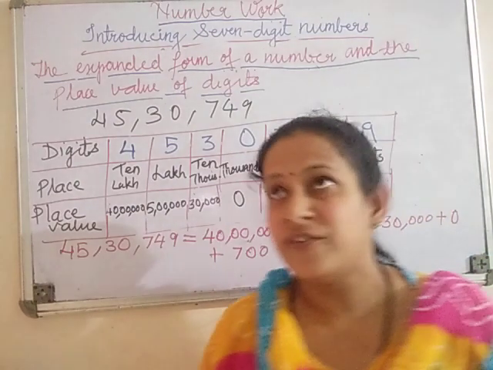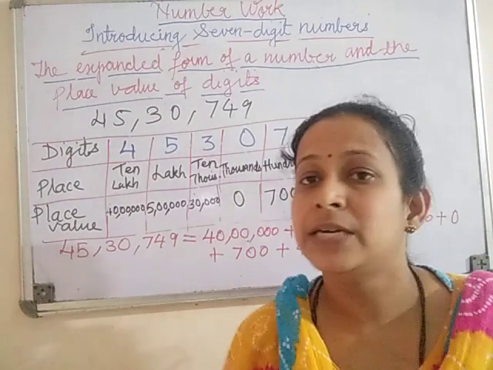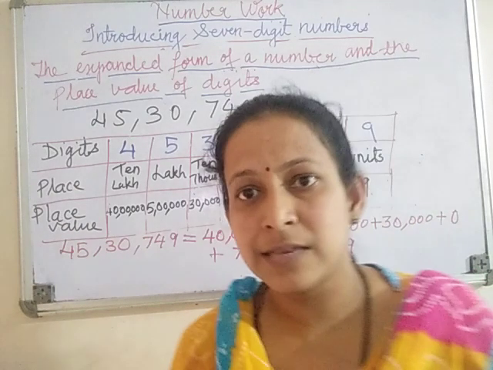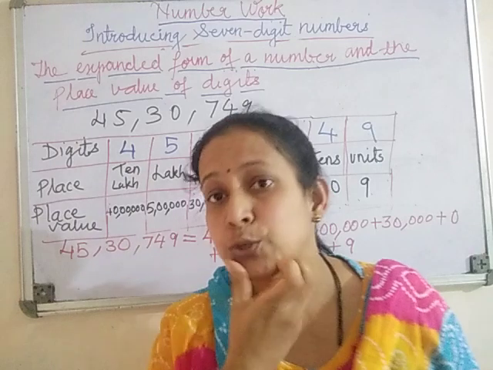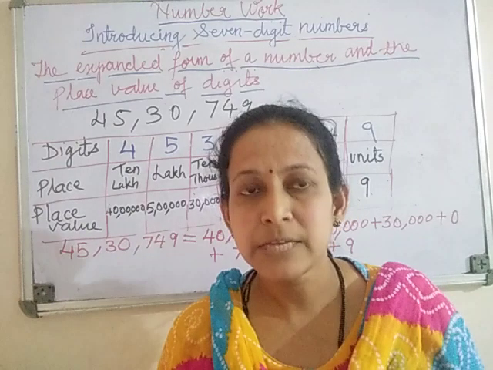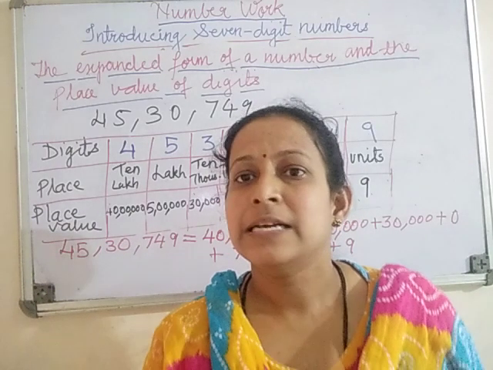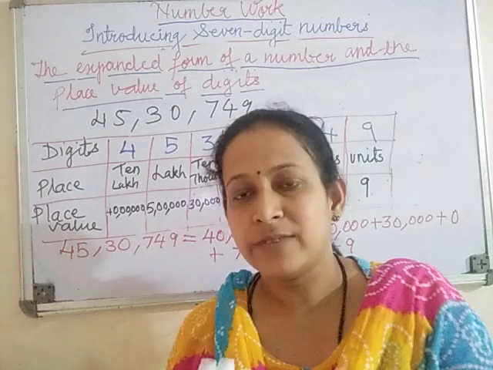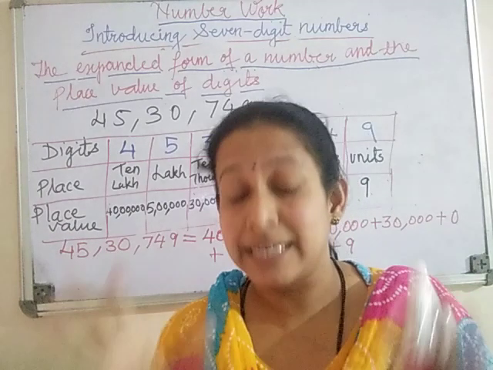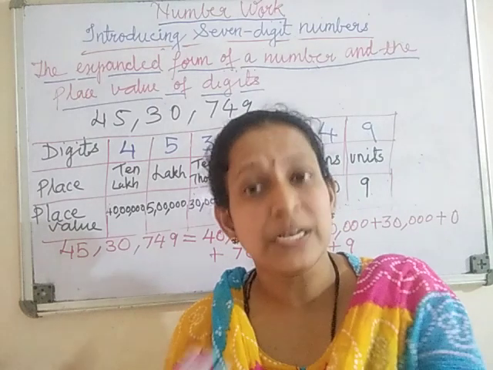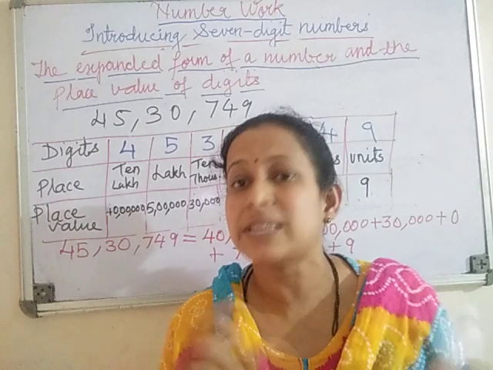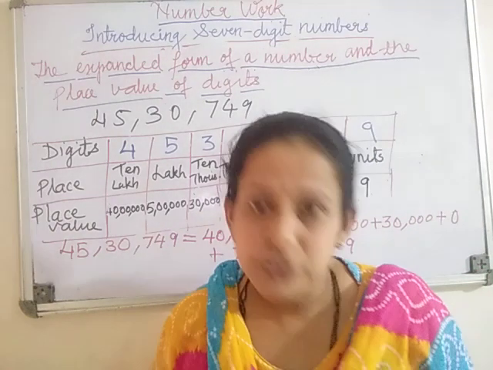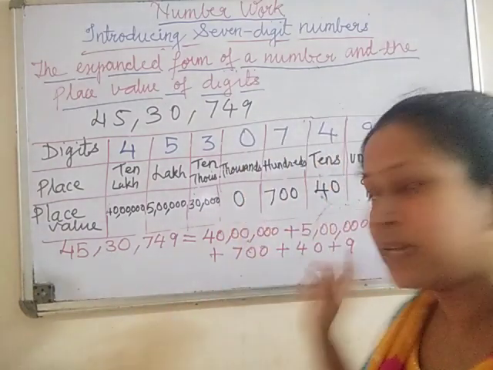For example, you might have learnt about expansion in the lower classes. Suppose 763 is the number and you are asked to expand it. How will you expand it? You will say 700 plus 60 plus 3. So the total comes to 763. The same way we have done here. Is that clear, students? So this is how you are supposed to expand a given number.